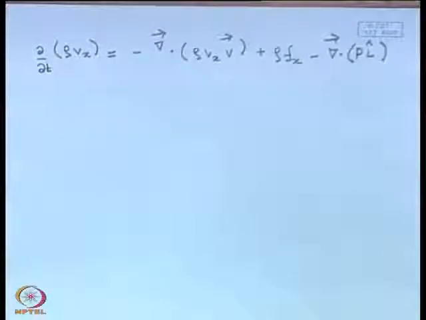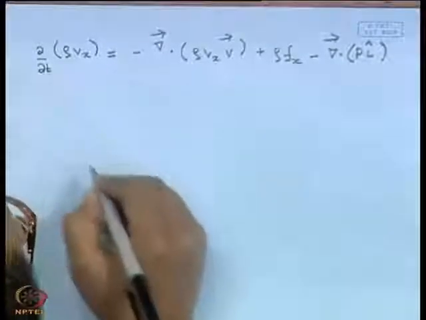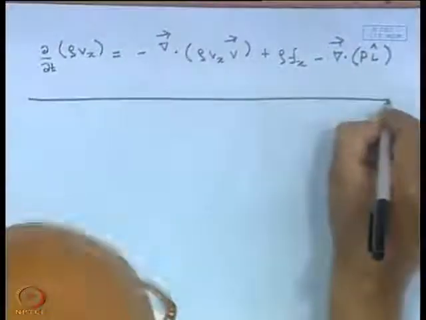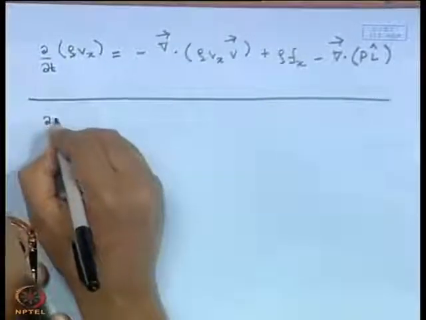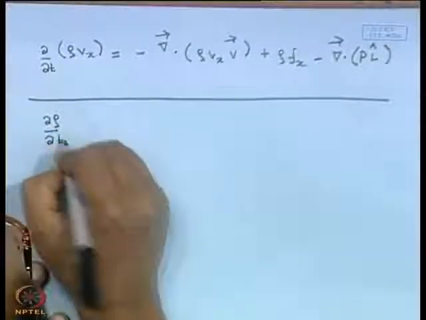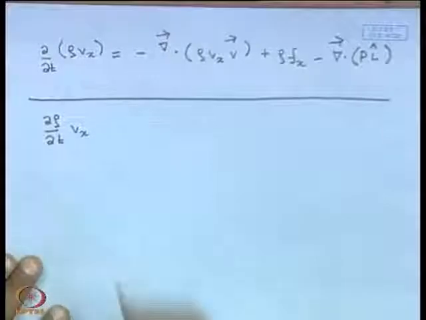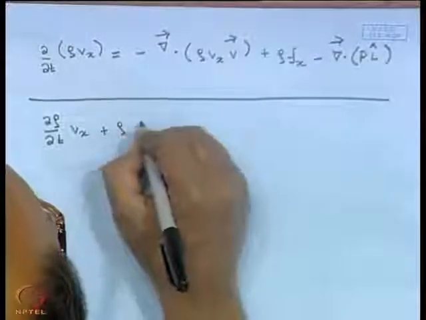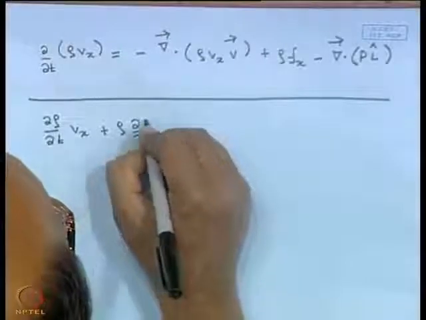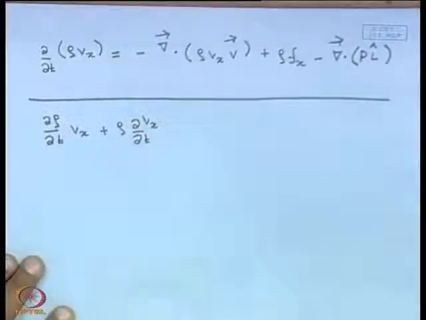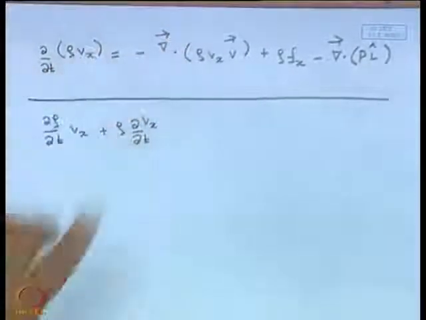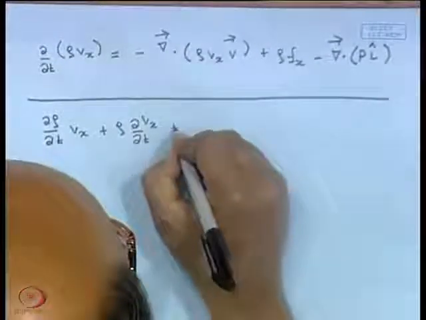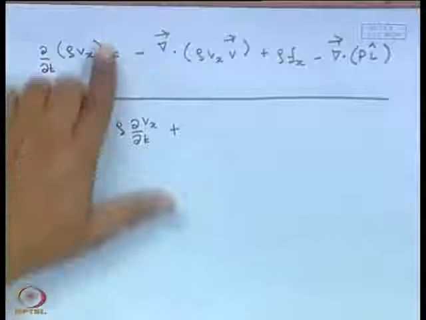Okay. Now, we can simplify this a little further. I will do this simplification here, it is a bit of algebra, but let us go through it. So, on the left hand side I will have 2 terms, one term is del rho del t into Vx plus a second term which is rho into the partial derivative of Vx, and this is equal to, I can take this onto the left hand side. So, I will have plus, again there will be two terms.